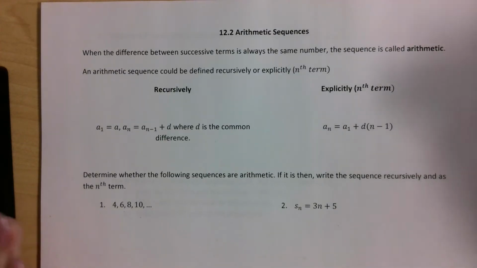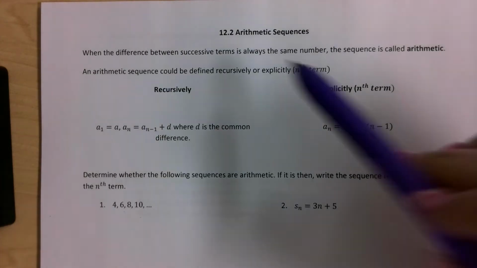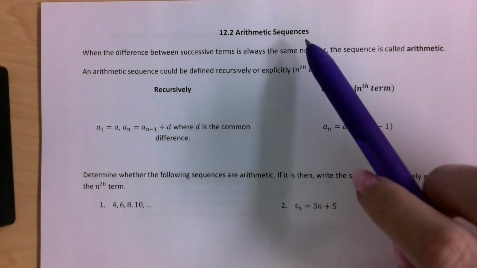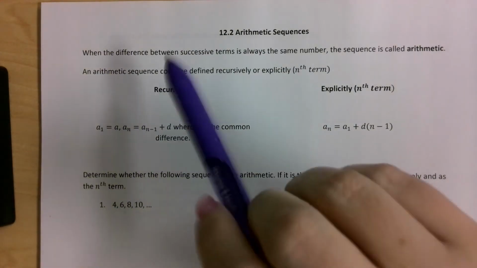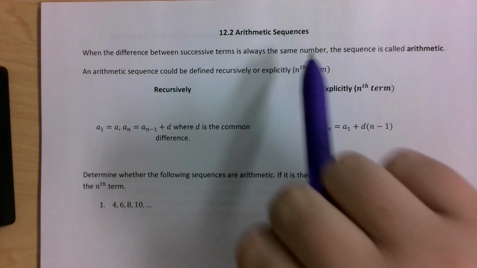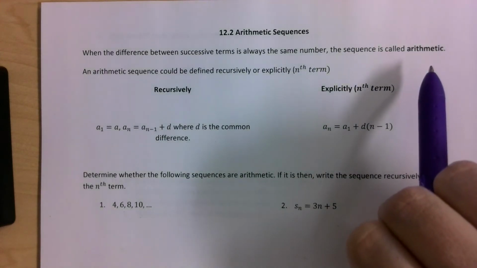So today we're going to be talking about component 2, which is all about arithmetic sequences. An arithmetic sequence is when the difference between successive terms is always the same number. Then we call this an arithmetic sequence.